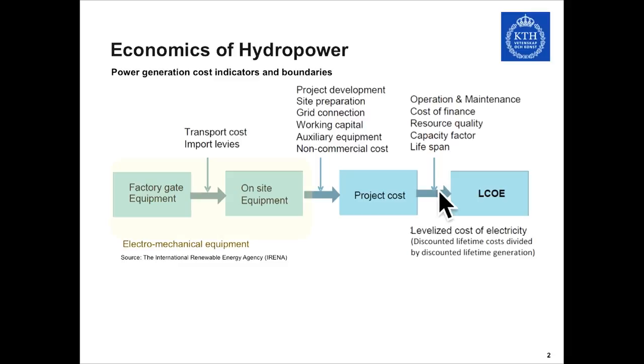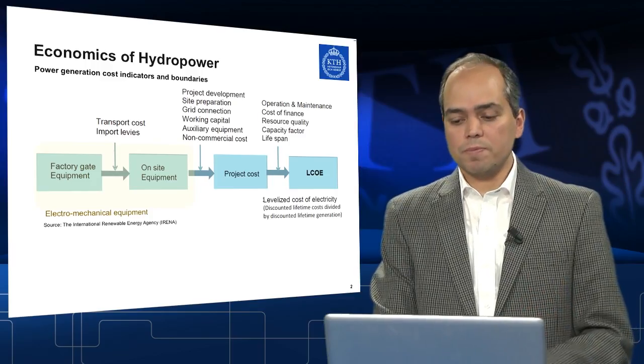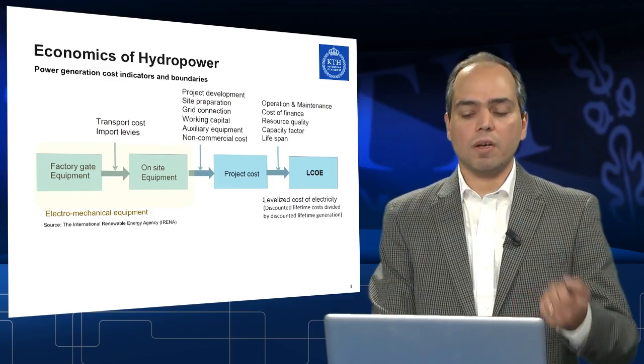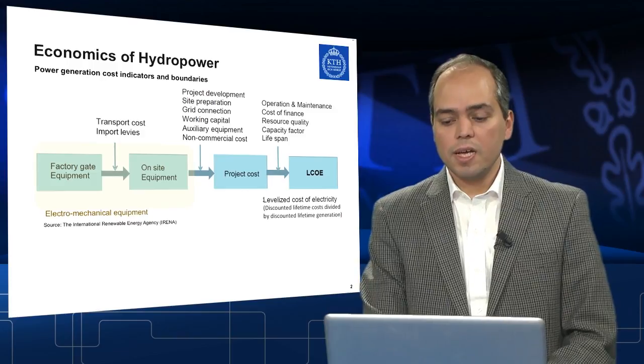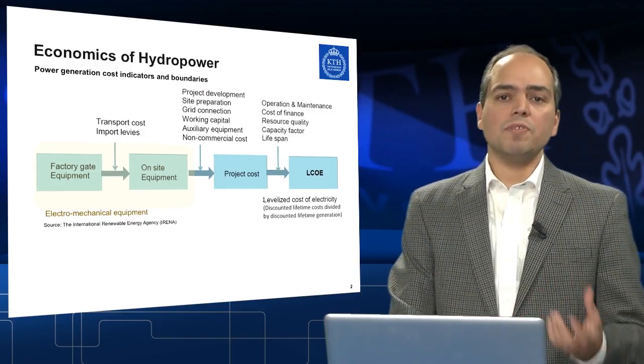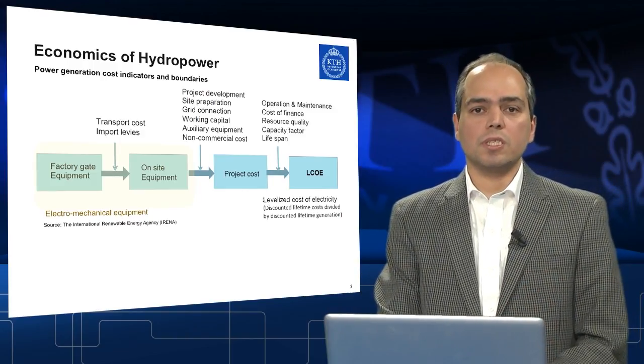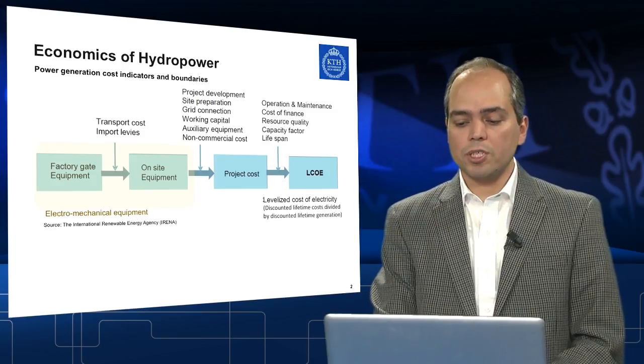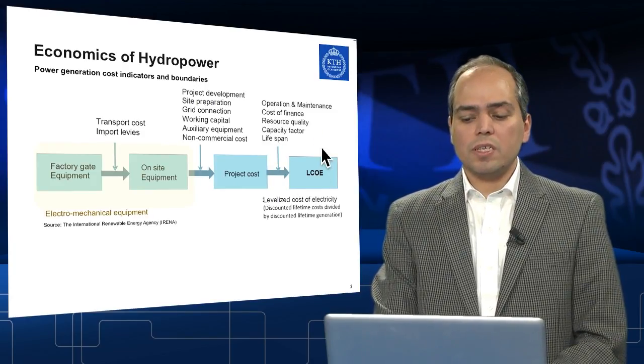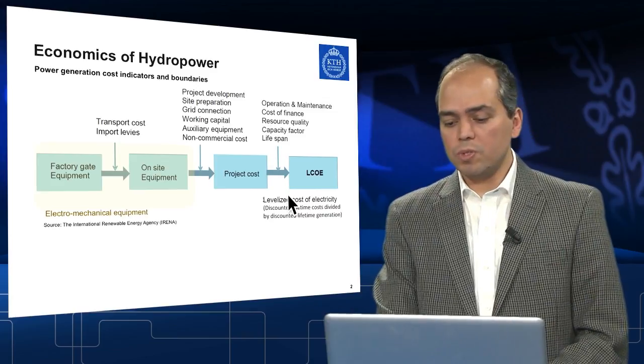And then comes the operational cost, which is the operation and maintenance. And then if the project is financed by some finance administrations or banks, then it should be paid off. So this is the cost of the finance. And then the lifespan, which is also very important in the economics of the projects. So these are the running costs, we could say.